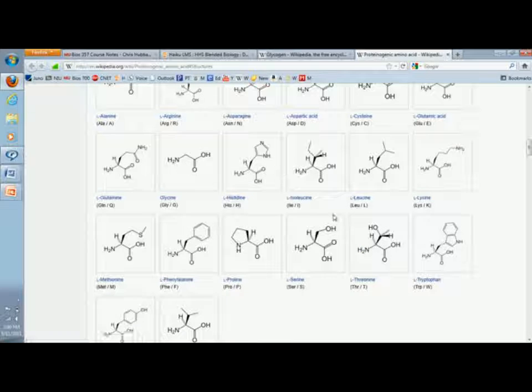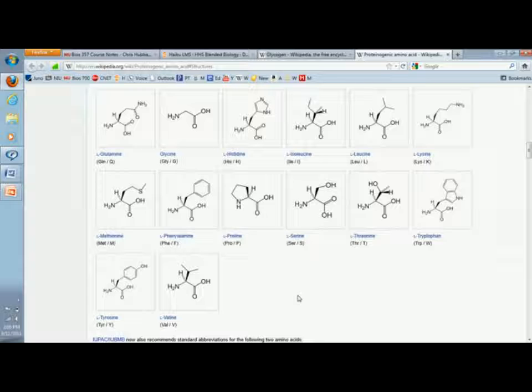But guys, the point is, they all have an NH2 and a carboxyl COOH group. Okay, the rest of them, R groups, you don't have to know anything about them, just that they exist and they're all unique for each one. You can see pretty quickly on here that all these amino acids are unique because of their R groups.